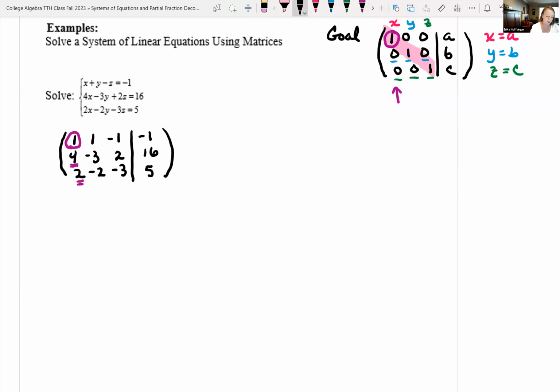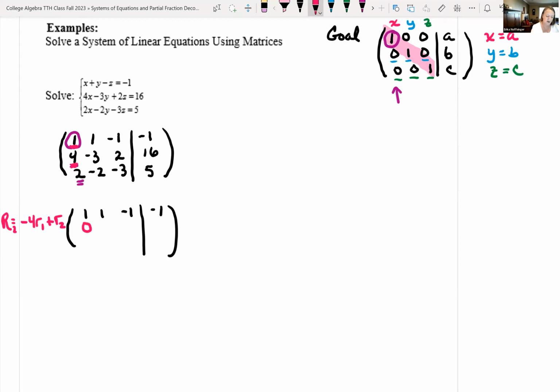So I'm going to keep my row 1 the same. So I have 1, 1, -1, vertical line, -1. To get that 4 to be a 0, I'm going to look at row 2. My new row 2 is going to be -4 times row 1 plus row 2. So -4 times 1 is -4, plus this 4 is a 0.